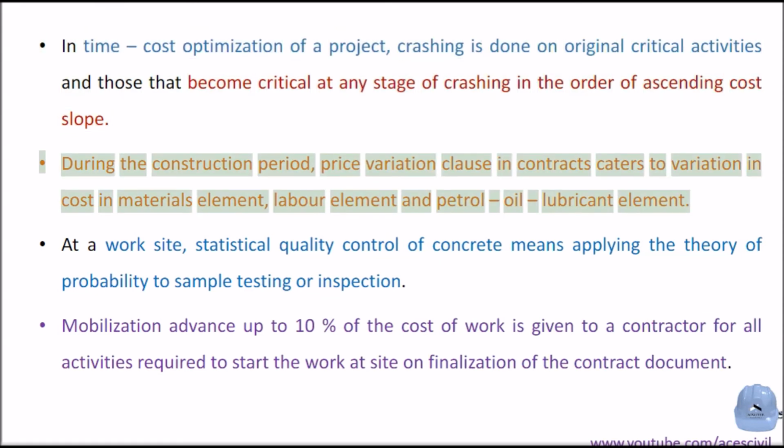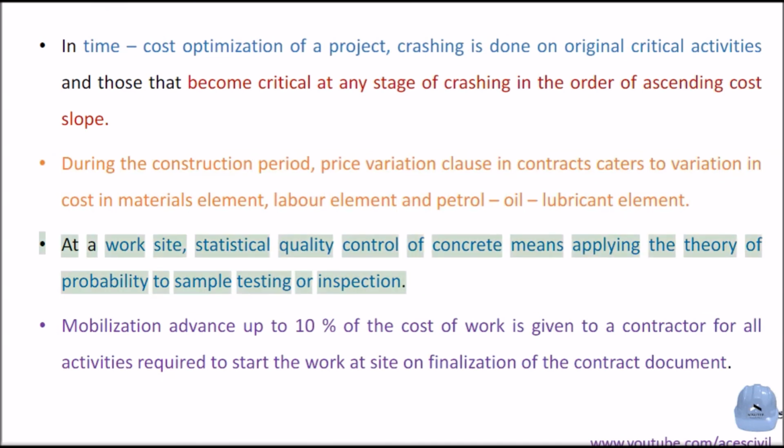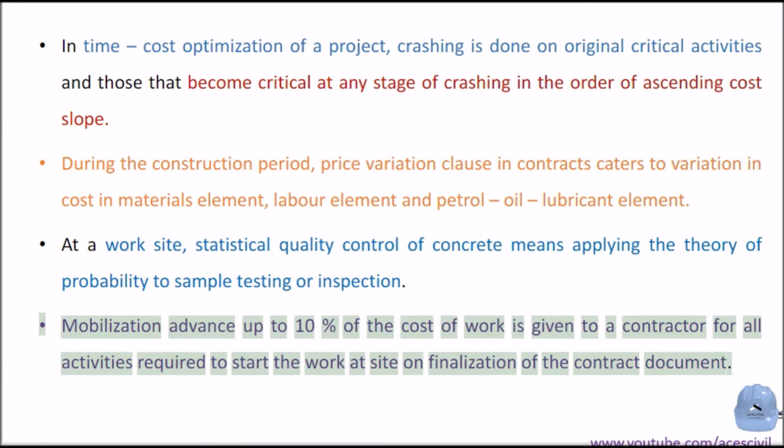During the construction period, the price variation clause in contracts caters to variation in cost of the materials element, labor element, and petrol oil lubricant element. At a work site, statistical quality control of concrete means applying the theory of probability to sample testing or inspection. Mobilization advance up to 10% of the cost of work is given to a contractor for all activities required to start the work at site on finalization of the contract document.